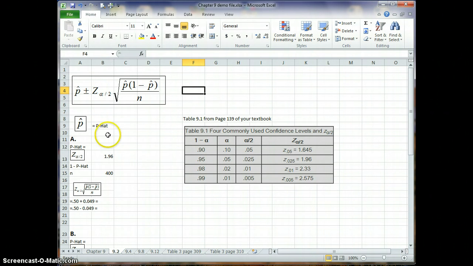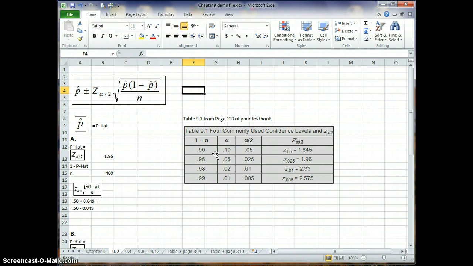So the idea in this case is that in problem 9.2, the proportion of successes in a random sample of 400 was calculated as 50%. And it says estimate the population proportion with 95% confidence. So I copied this table 9.1 out of page 139 of your textbook.